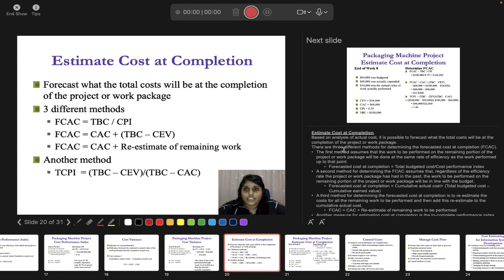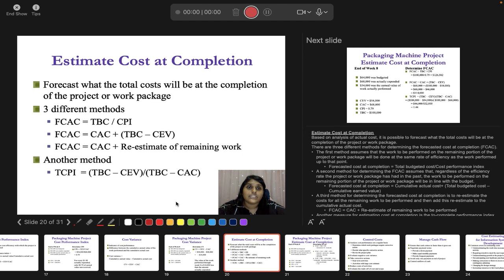Okay, the first method is whereby you are going to use your TBC, total budget cost, divide by cost performance index. The first method assumes that the work to be performed on the remaining portion of the project or work package will be done at the same rate of efficiency as the work performed up to that point. Okay, you are going to assume it is going to be at the same rate of efficiency. So that means you are going to be slowing down by 4,000, right? Because right now in week 8 you have slowed down by 4,000.